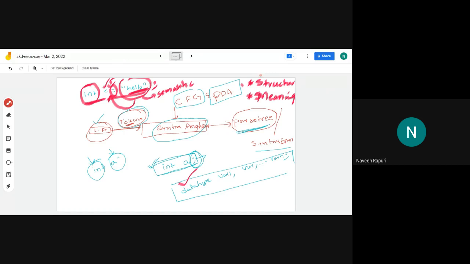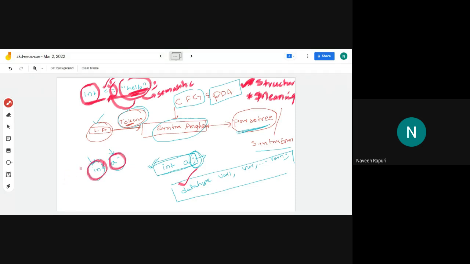Suppose the structure is well formed, or it satisfies the meaningful structure, but there is no meaning like this. Then there is no syntax error, but there is a semantic error. Hope you understand the topic point, sir. So when we say the lexical error, when we say the syntax error, when we call that a semantic error.